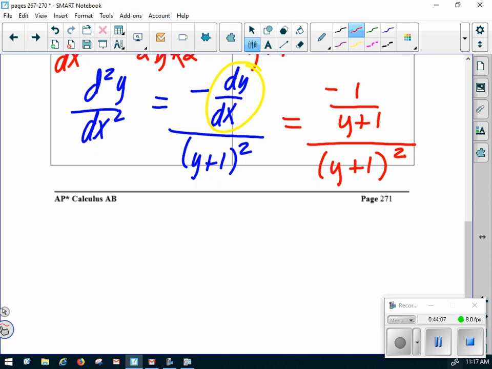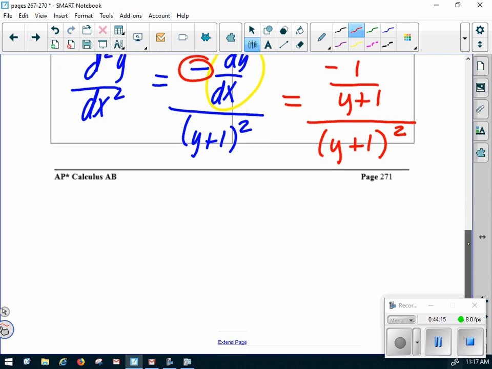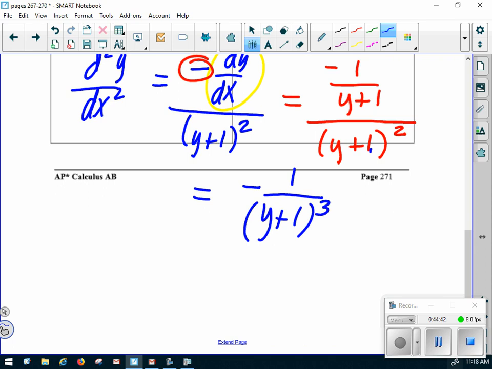Here's the negative. I had to bring it over. Now remember, we don't leave a fraction in a fraction. Dividing by y plus 1 quantity squared is the same as multiplying by 1 over y plus 1 quantity squared. So you're going to get negative 1 over y plus 1 quantity cubed, and that's the second derivative.